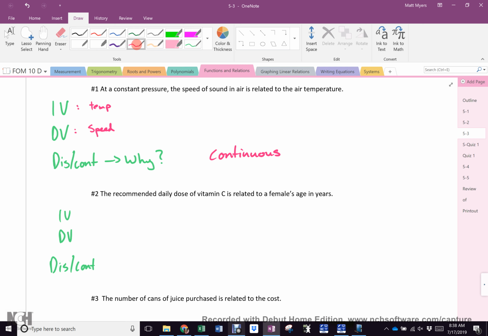All right. What's the IV? Sahaj? The age, and then the DV is the dose, right? You're sure? You're sticking with it? Final answer?